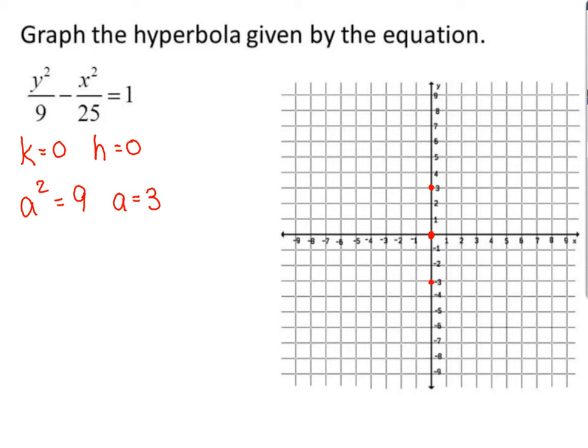My b value, or my b squared value, is 25, so b is equal to 5. Now this tells me the length of my conjugate axis. We know the conjugate axis is 2 times b, so if we start from the center, it's going to tell me horizontally I'm going to go 5 units to the left, and I'm going to go 5 units to the right. Now once I have those points, I can create a little box.